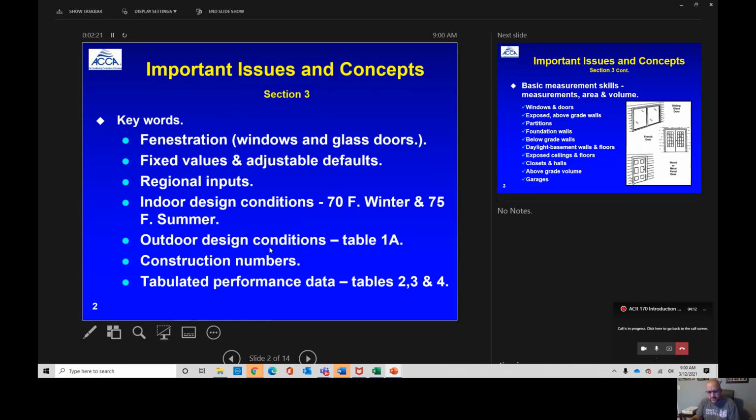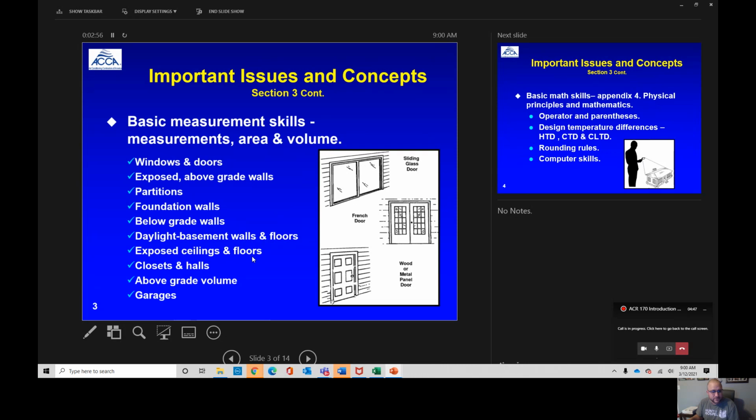Construction numbers. This term is for any sort of material that's used in construction, whether it's the studs, the wall material, the roof material, the windows used, the flooring, all that stuff has a construction number in this Manual J book. This book is the Manual J abridged edition, which means that it is the abbreviated edition. There is a full Manual J that has a lot more stuff in it. It's a pretty thick book. So if you think this one's pretty advanced, you should get that one.